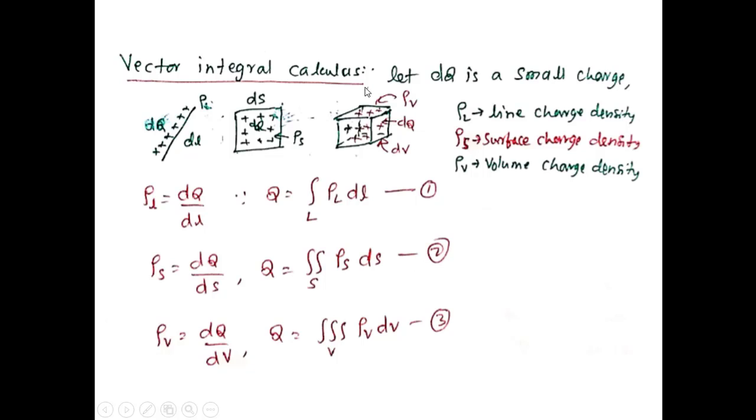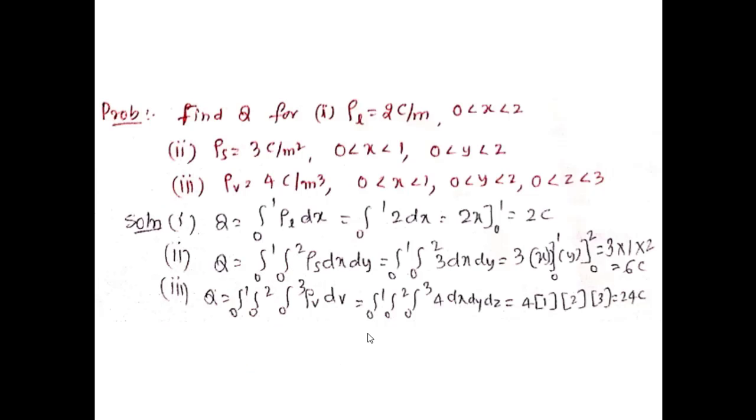And take a volume. In that, suppose small charge is plus dq and the volume is dv, and rho v is volume charge density. It is defined as ratio of change in charge in the small volume dv, and dq is equal to rho v dv. If you integrate, you will get q is equal to triple integral of rho v into dv.